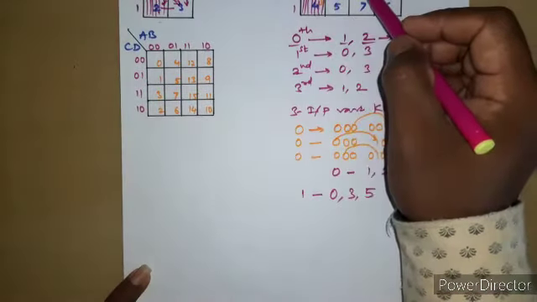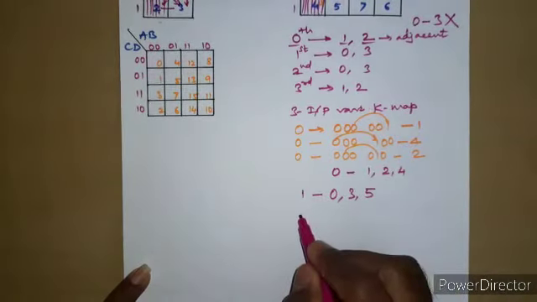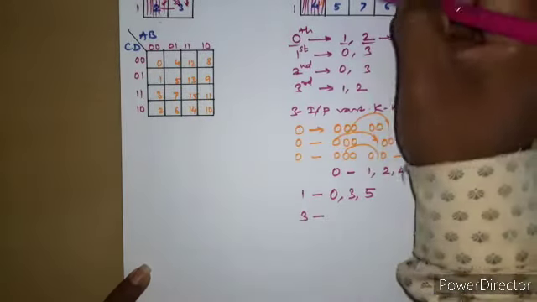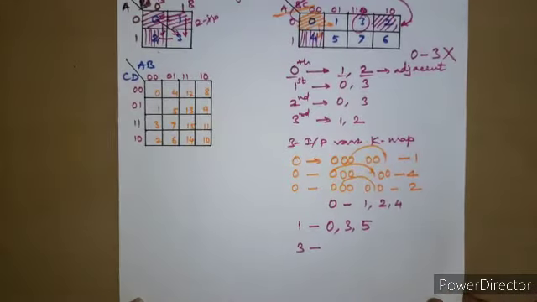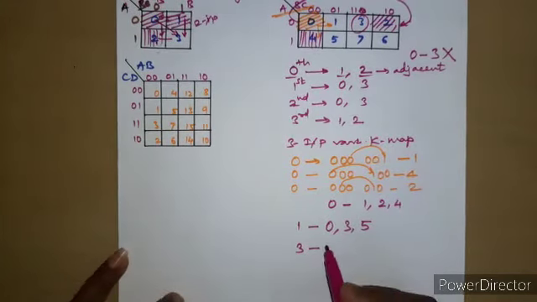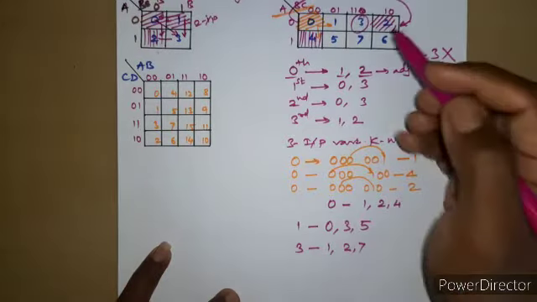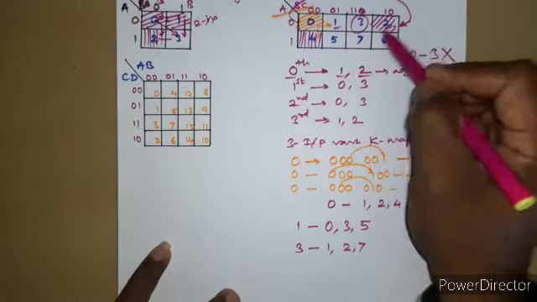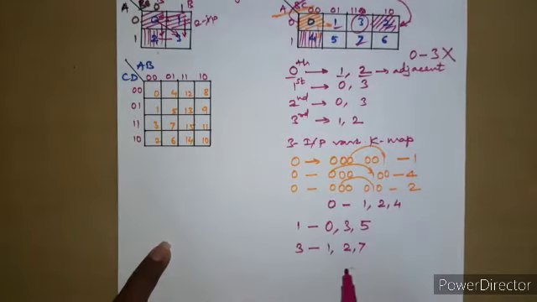0 is adjacent, 3 is adjacent, 5 is adjacent. Okay, then for this cell, for this cell number 3, we have 1 as adjacent, 2 as adjacent, and 7 adjacent. So 1, 2 and 7. Okay, likewise you can go on.